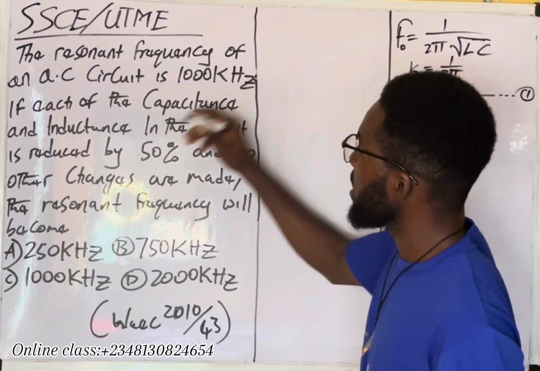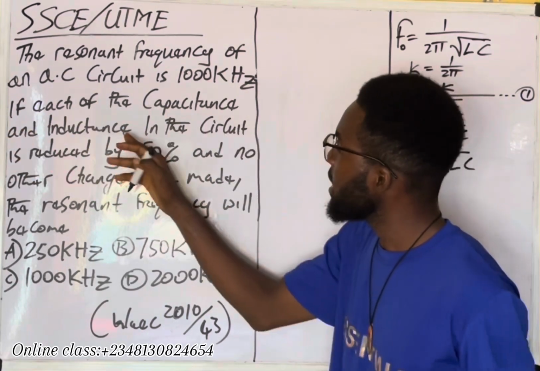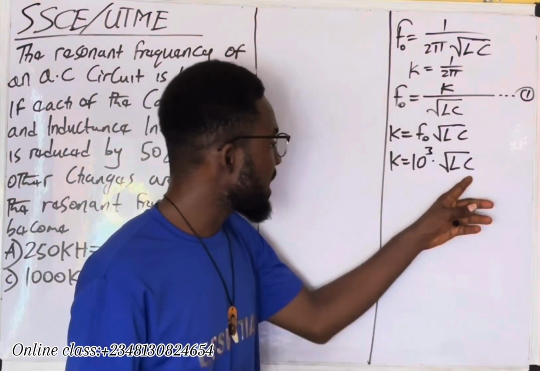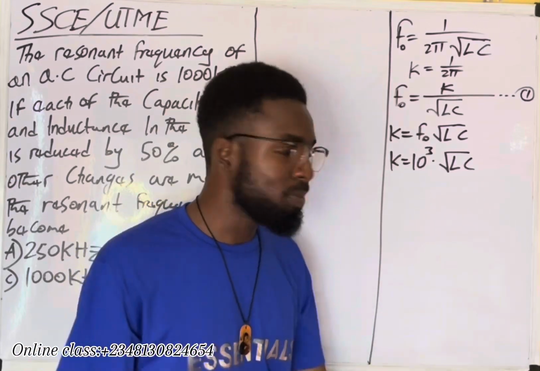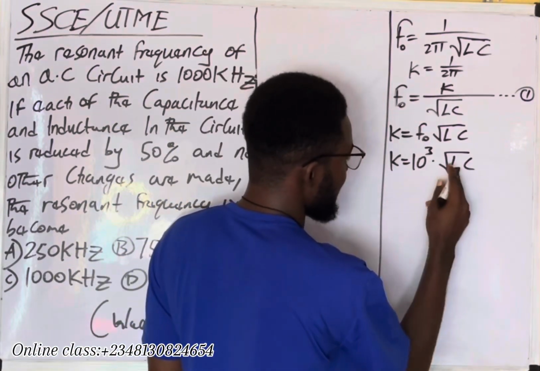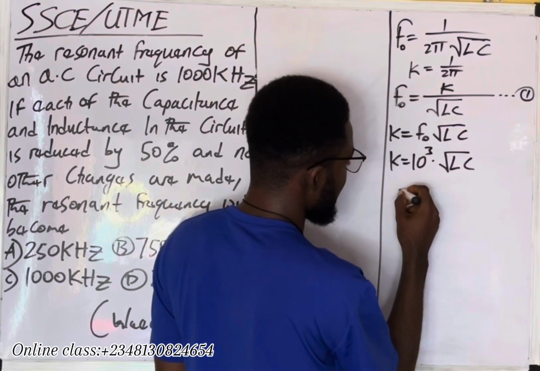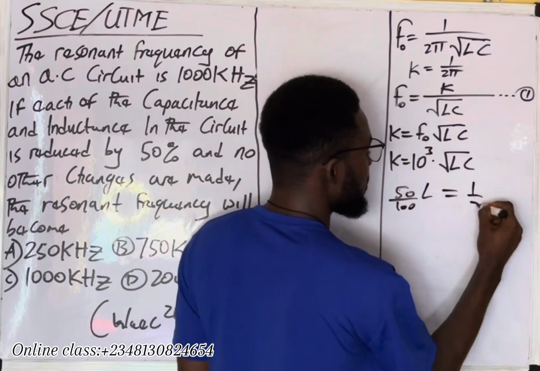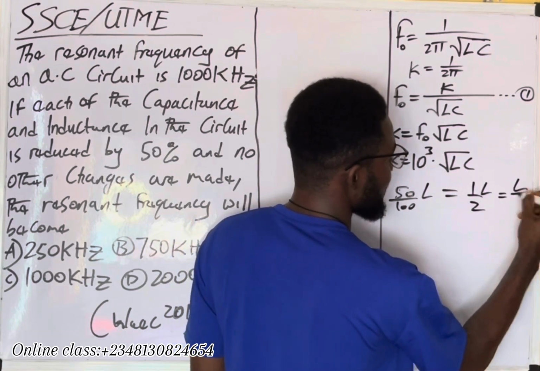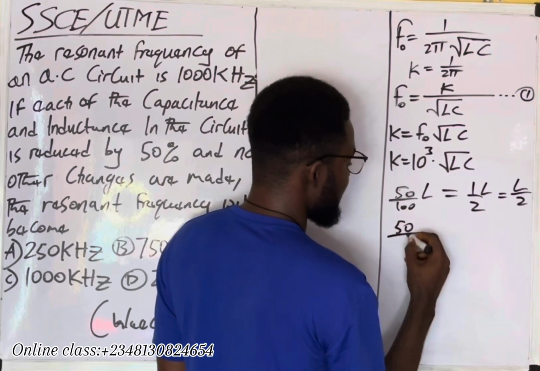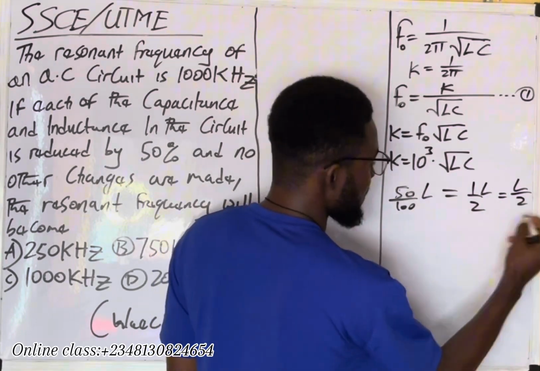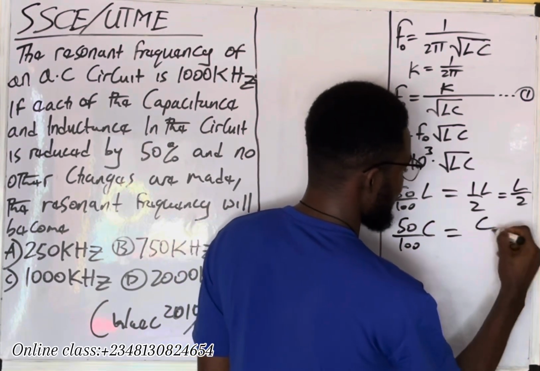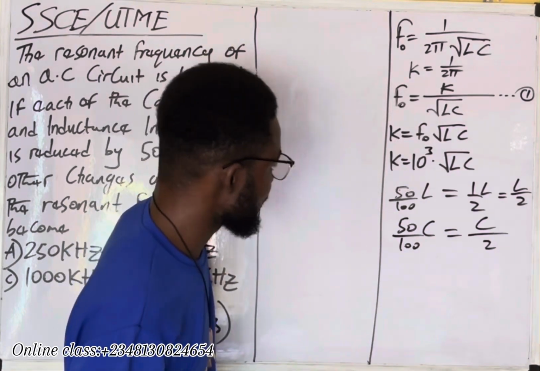The second statement states that if each of the capacitance and inductance in the circuit is reduced by 50%, therefore the capacitance and the inductance are reduced by 50%. So we can say that the inductance is reduced by 50%, that is 50 over 100 of the inductance, the same thing as 1 over 2 of the inductance, the same thing as inductance over 2. And also the same thing for capacitance. 50% of the capacitance is the same thing as capacitance over 2.